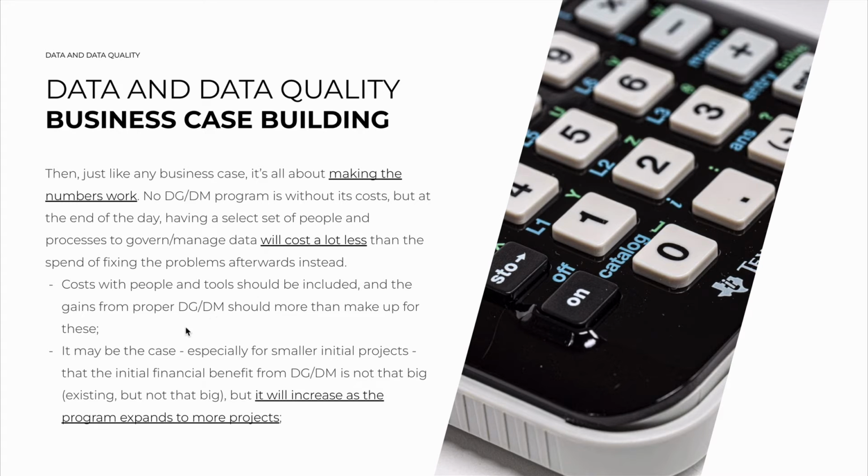Also notice that it may be the case, and especially for smaller initial projects, that the initial financial benefit from DG or DM may not be that big. It is a benefit, but it may not be a big benefit from the start. In those cases, the benefit should increase as the program expands to more projects. Because what happens is, on project number 2, 3, and so on, you're still reusing a lot of the same tools and people, so the costs don't really increase, but you're eliminating huge costs with data in every case.